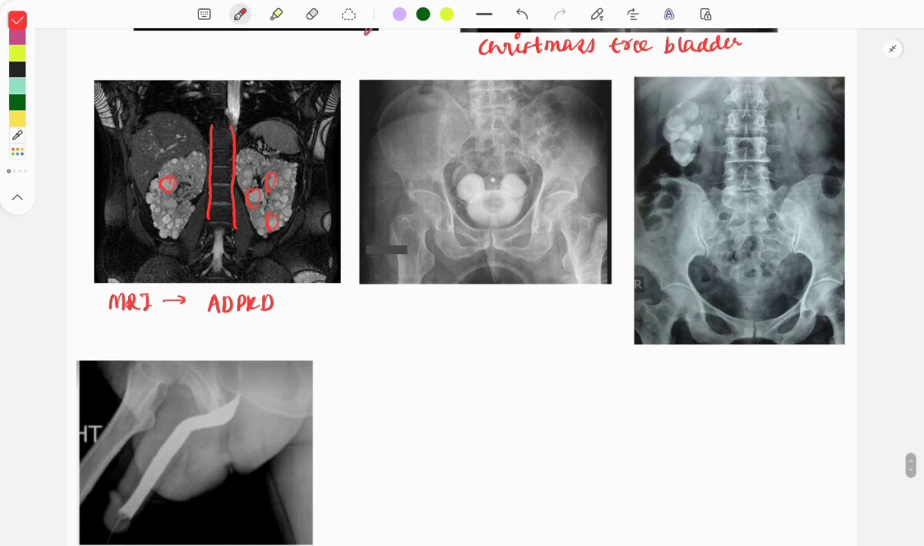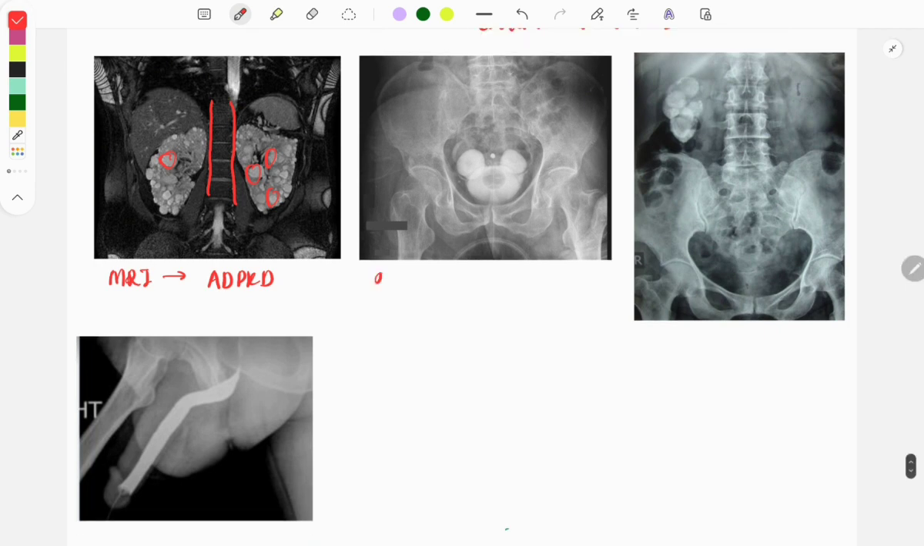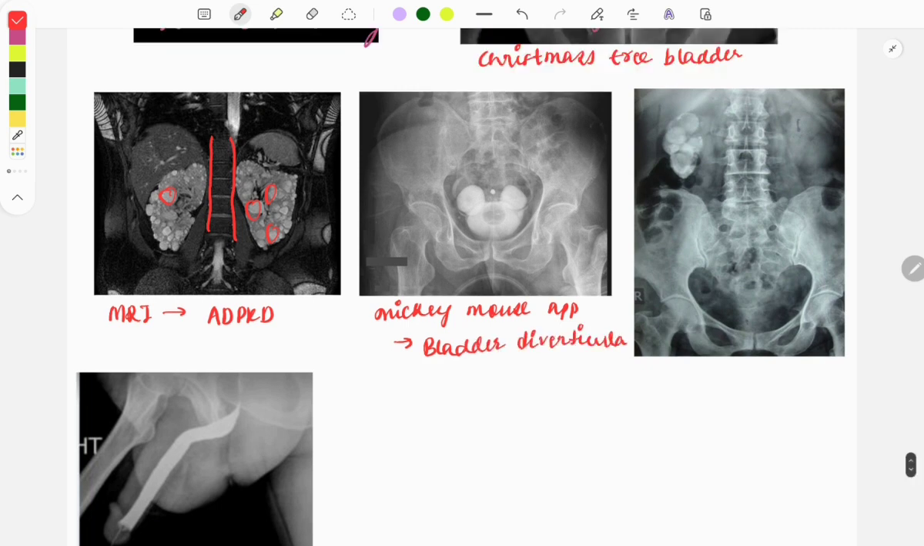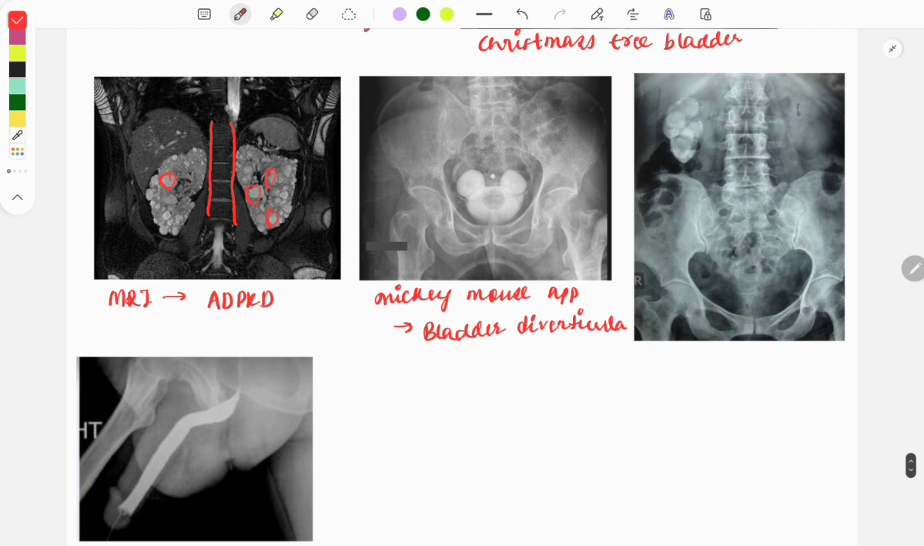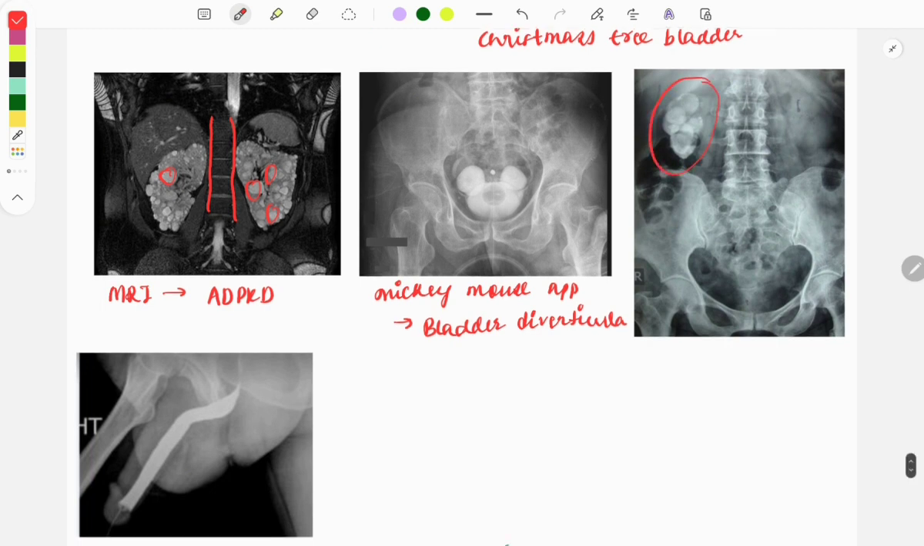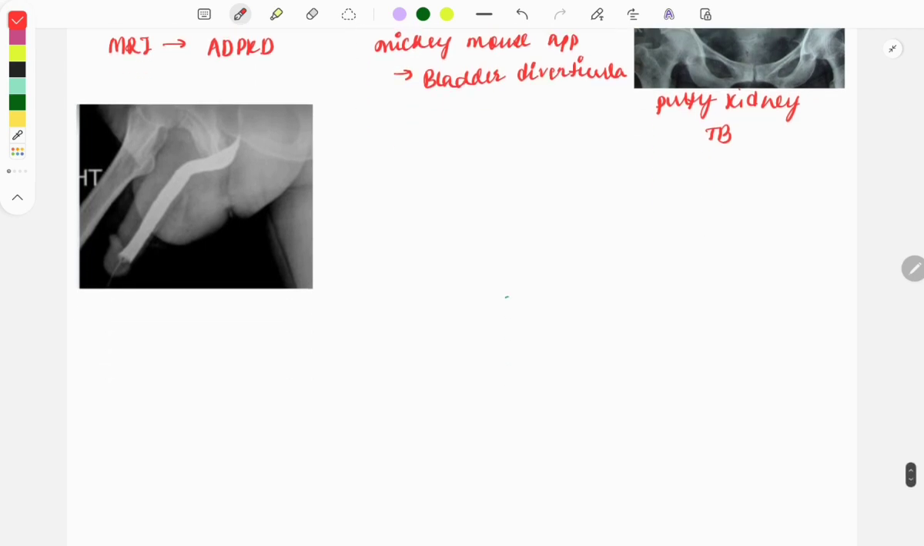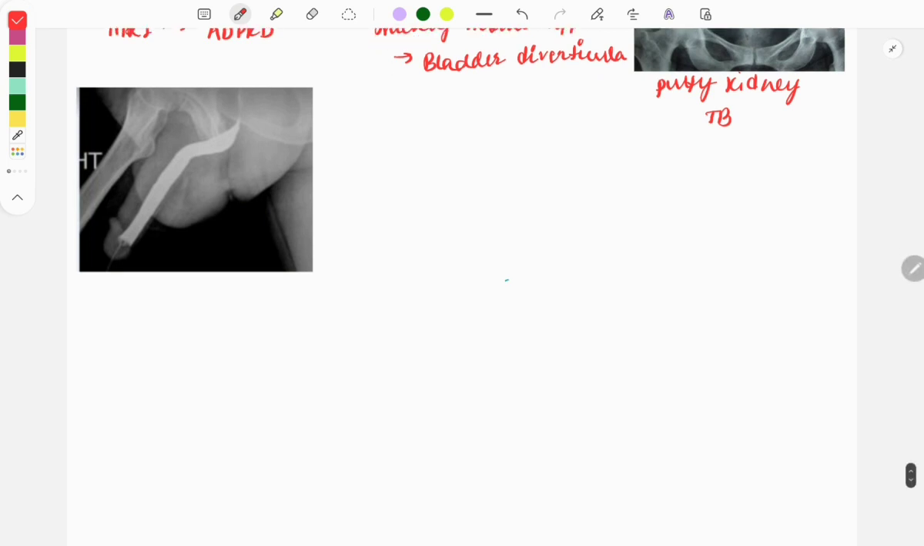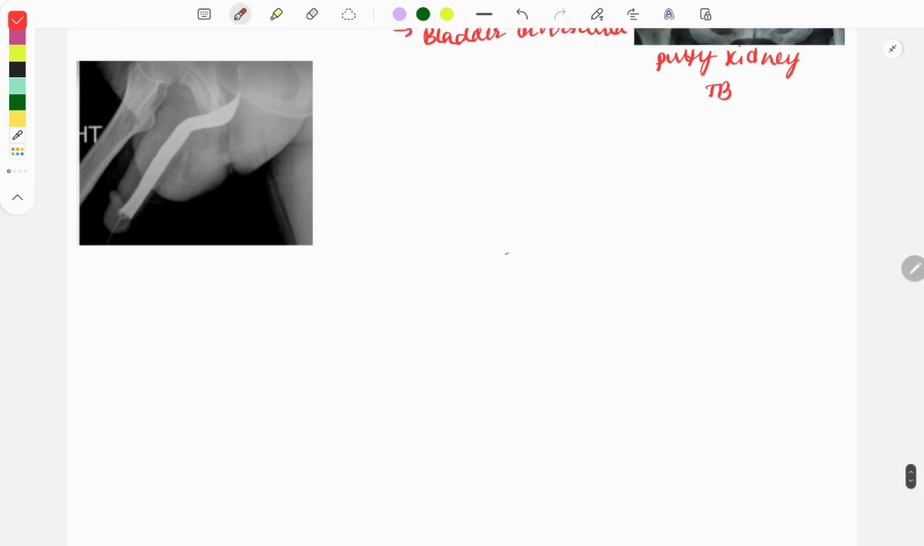Then moving on to the next image, this image is called the Mickey Mouse appearance of the bladder, and this image is seen with bladder diverticula. Then moving on to the next image, as you can appreciate here, the kidney is calcified and this is called the putty kidney, and this is seen with TB. So this is also a very important image. Then moving on to the next image, the question was asked, what investigation is being performed in the given image, and it is the retrograde urethrography.